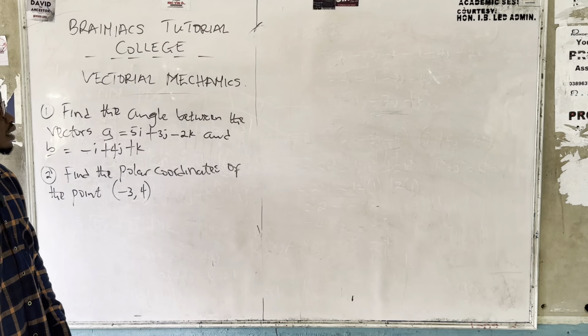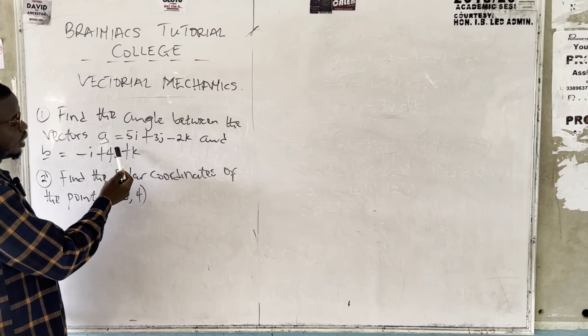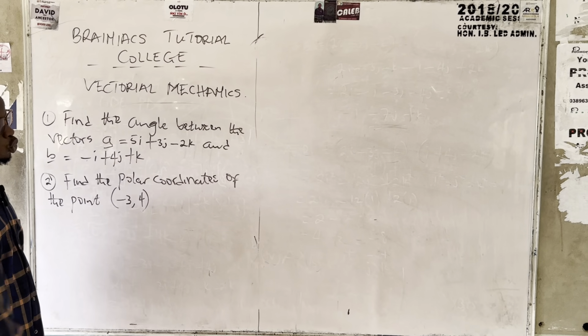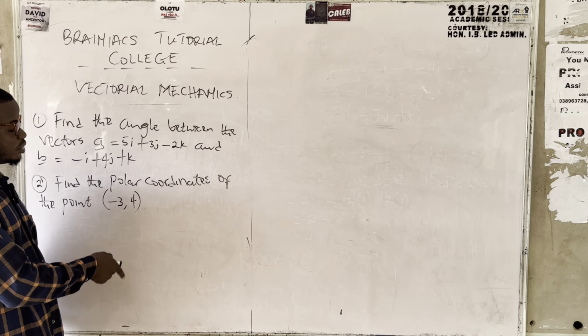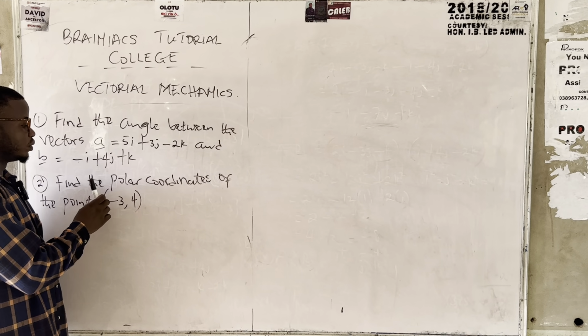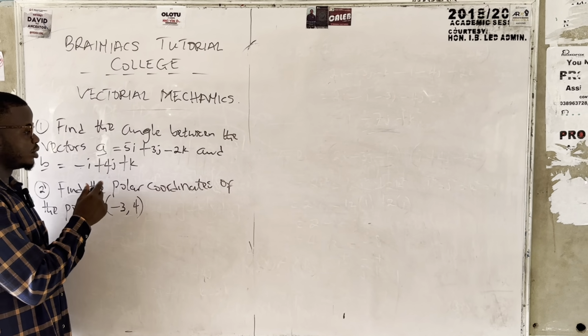And the topic that we have here is Vectorial Mechanics. We have to find the angle between the vectors A equals to this and B equals to this. So to find the angle between two vectors, we use the dot product, where we have A dot B equals the magnitude of vector A times the magnitude of vector B, then cos theta. So that theta is the angle between them.